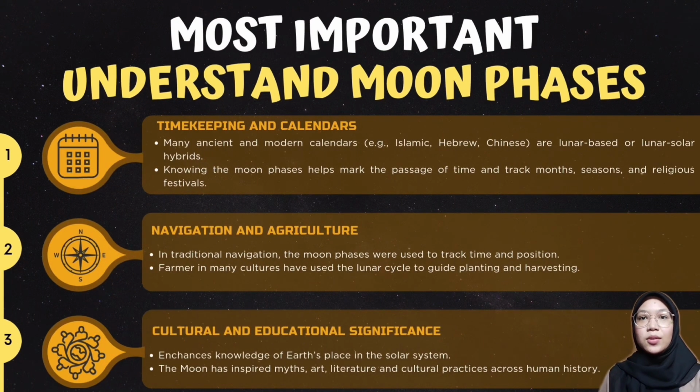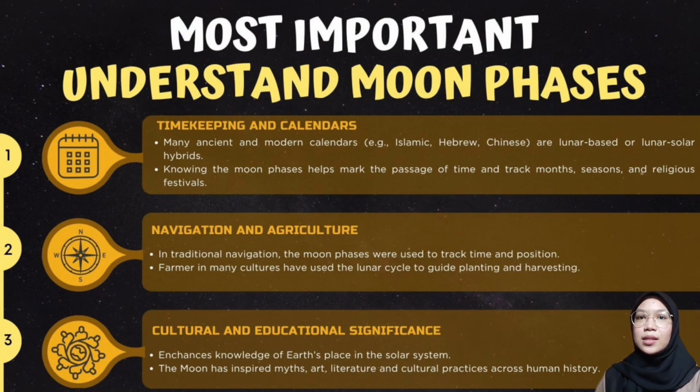Understanding the moon phases is crucial because they play an important role in various aspects of human life. Many ancient and modern calendars like the Islamic and Chinese calendars are based on the lunar cycle. Moon phases have also helped people track time, seasons, and religious events. In addition, traditional navigation and farming practices rely on the moon phases to guide travel and agricultural activities. Beyond practical use, the moon has deep cultural and spiritual significance, inspiring myth, literature, and helping us better understand Earth's place in the solar system.